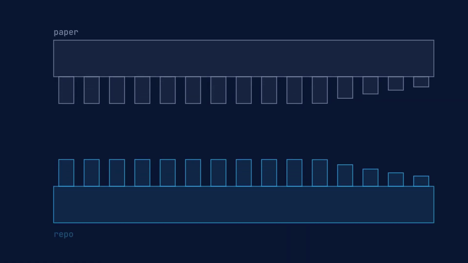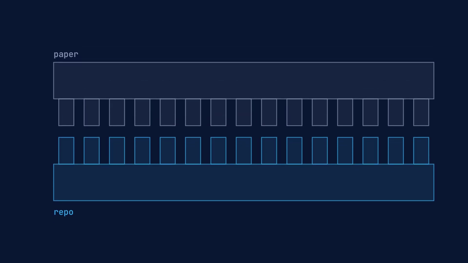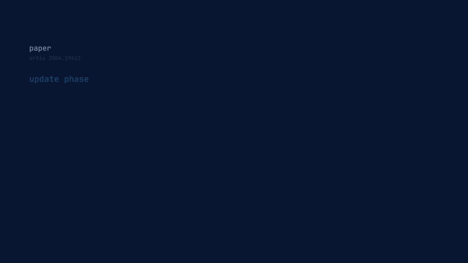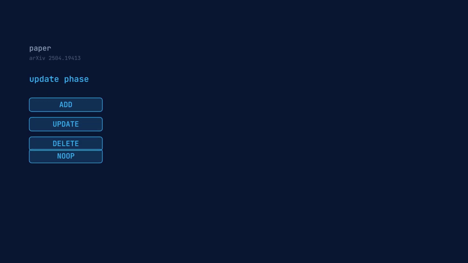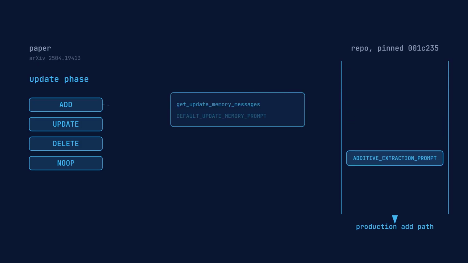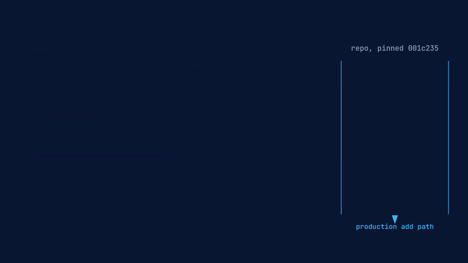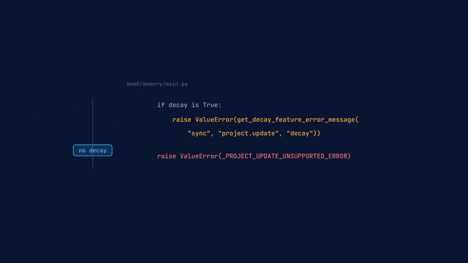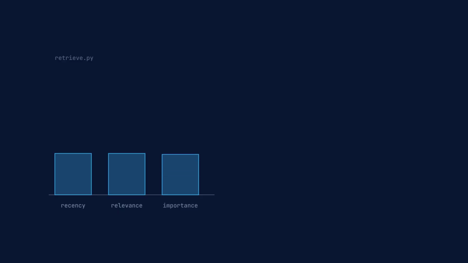Which brings me to the most useful thing I can show you. Papers and shipping code do not agree, and you can check this yourself in 20 minutes. Mem0 paper describes an update phase with 4 operations: add, update, delete, and no op. In the library at the commit I pinned, that code path is dead. The prompts exist, the tests reference them, and the production write path never calls them. It appends and links instead. The graph variant from the paper is not in the open source Python package at all, and passing the decay flag raises an error. Generative agents is the sharper example.